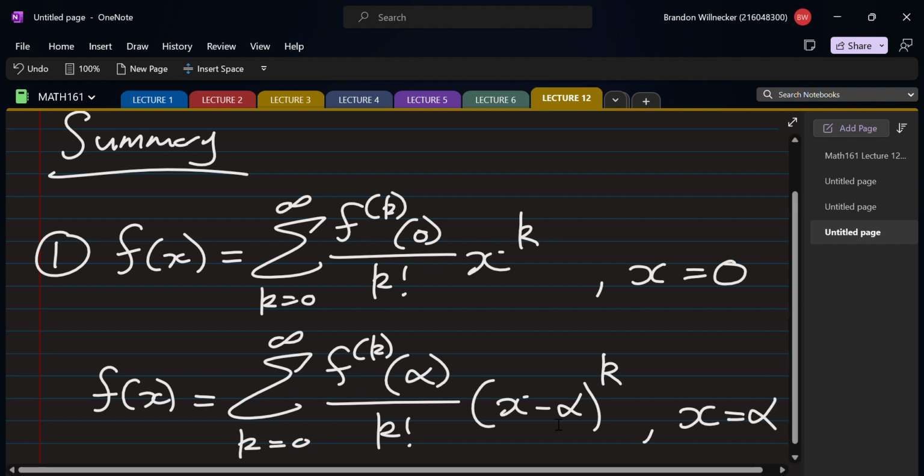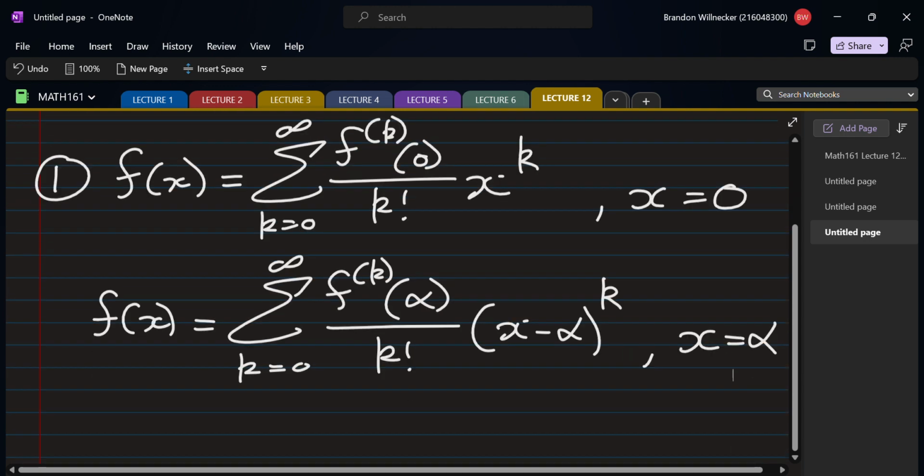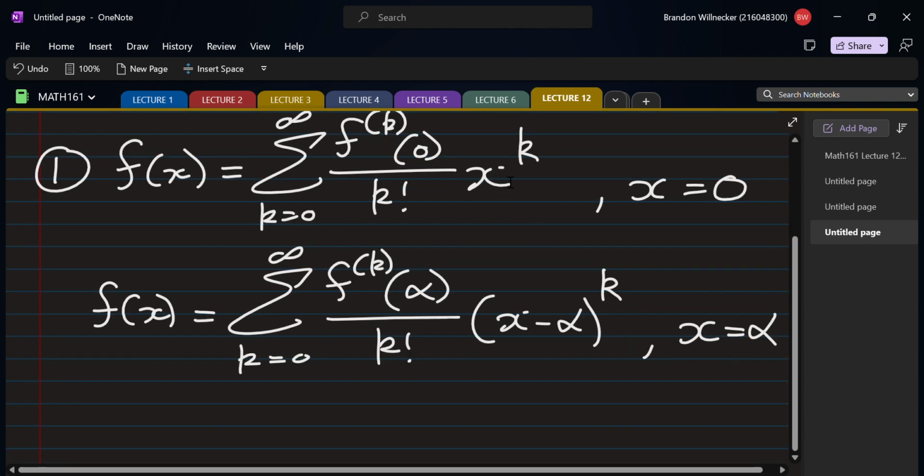So we just did a bit of shifting there. But all the work is exactly the same as the previous. So you find your kth derivative, you substitute your point, and then you substitute that into the Taylor series.